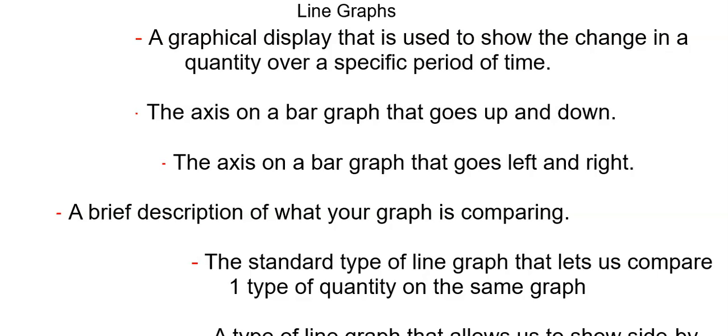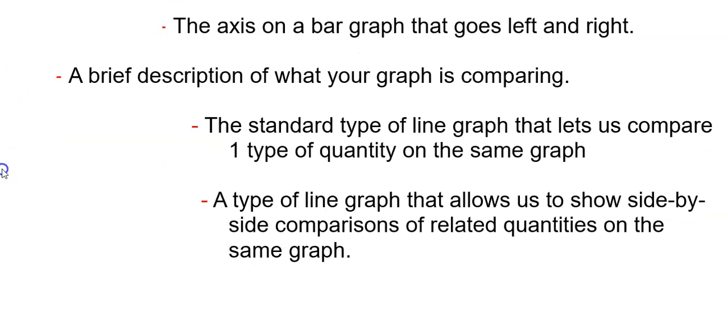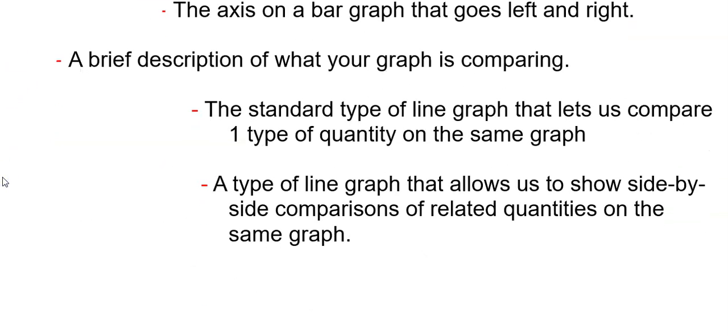So a line graph is a graphical display that is used to show the change in quantity over a specific period of time. You have the axis on the bar graph that goes up and down and left and right. Description of what your graph is comparing. Again, you could have the standard type that has one quantity, or you could have a side-by-side showing two different things.